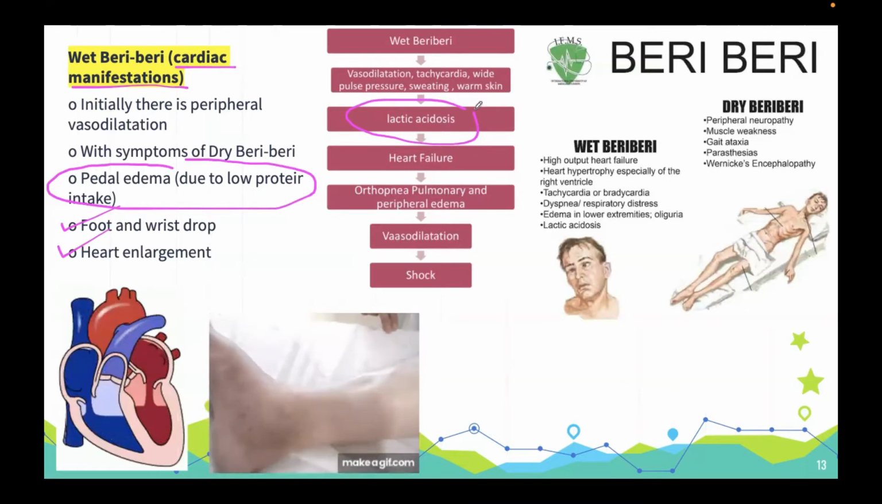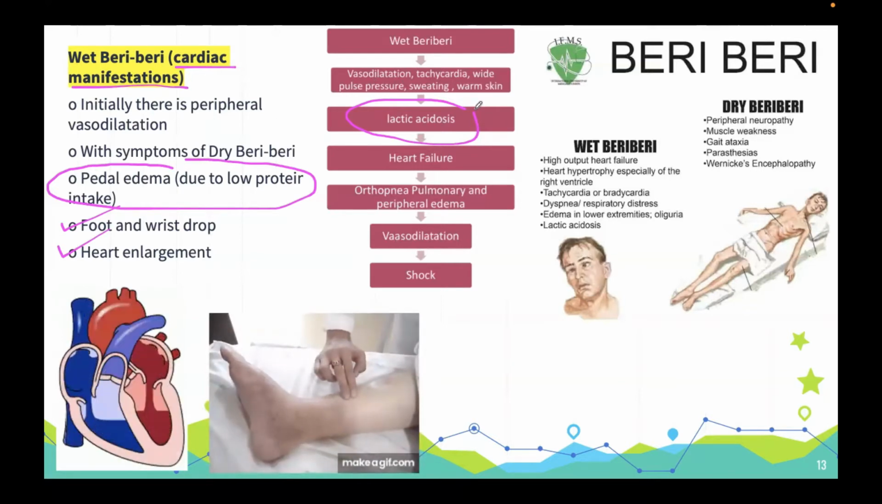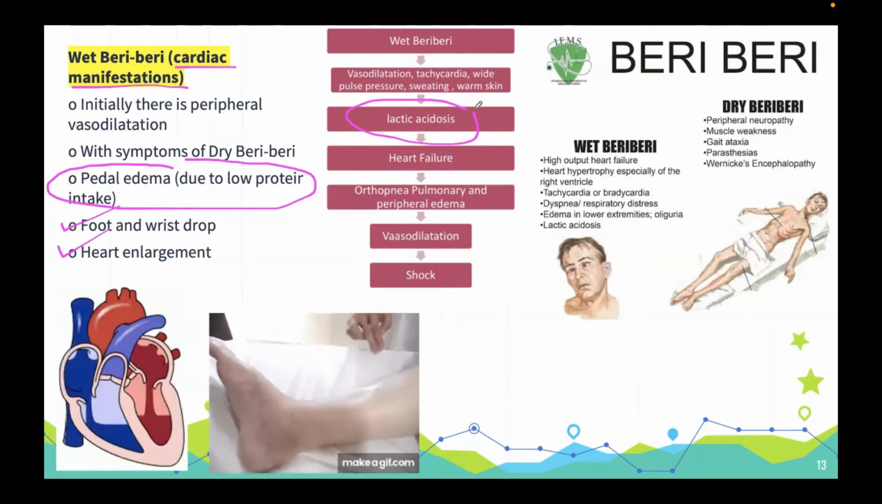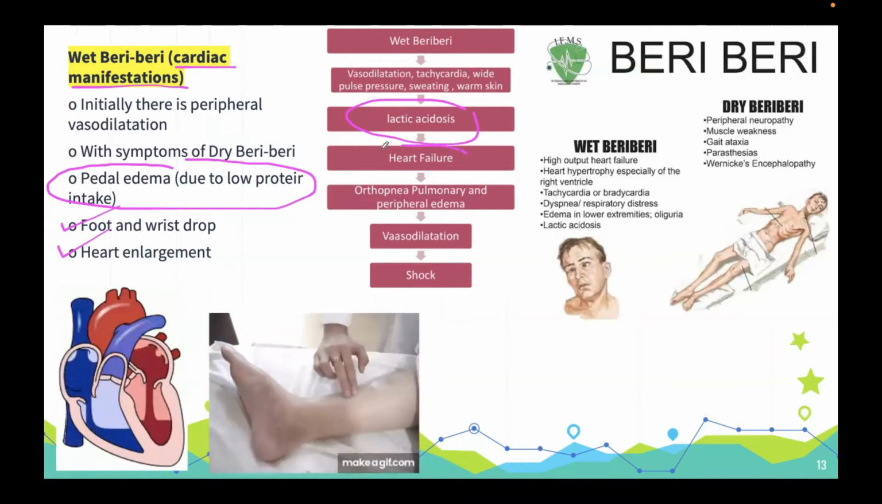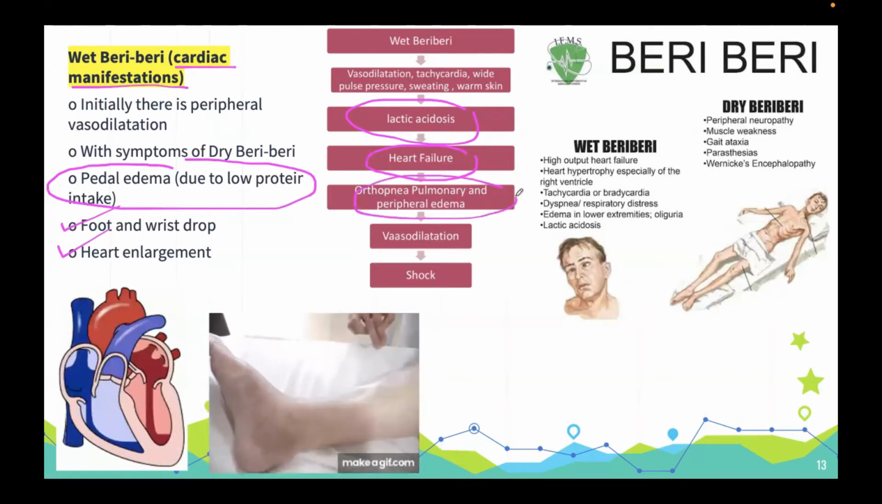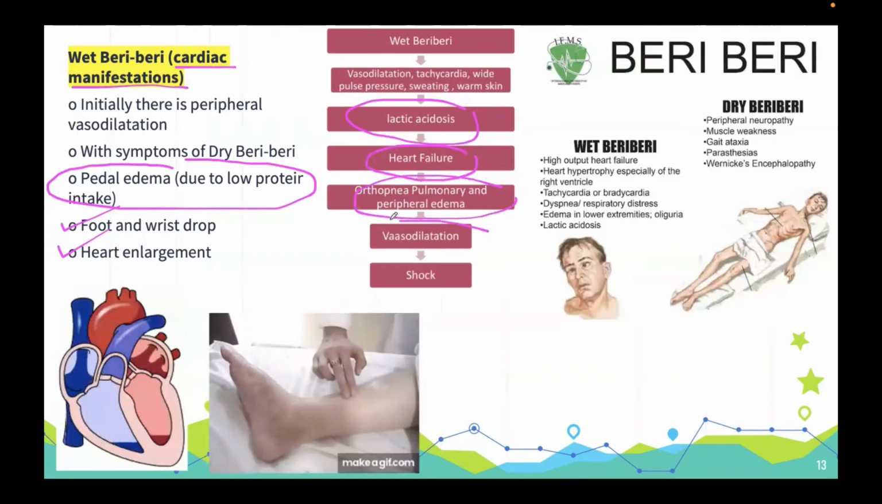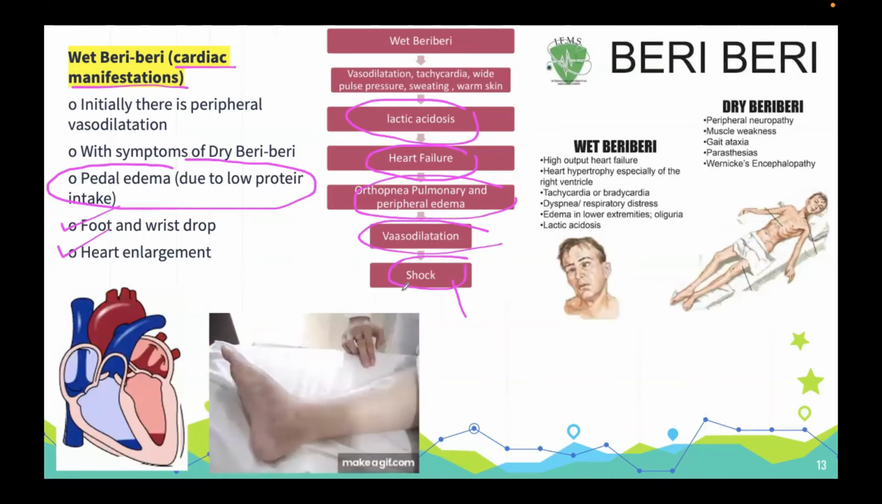So, nagkaroon na ng dysfunction. It led to lactic acidosis. What is next? It will lead to heart failure. Okay, so next na po nun, meron ka ng orthopnea, pulmonary, and peripheral edema. Magkakaroon ka na ng vasodilation. Sunod nun, shock. Okay, your shock can lead to death.